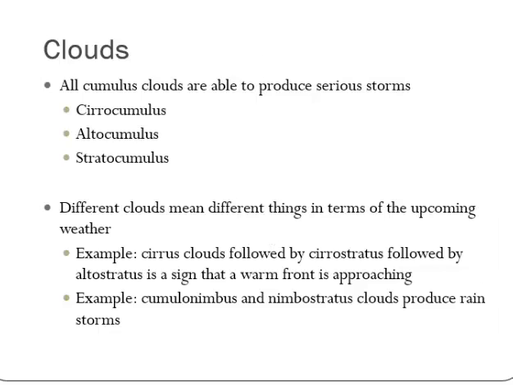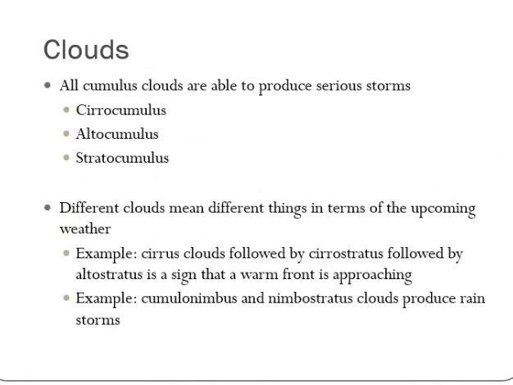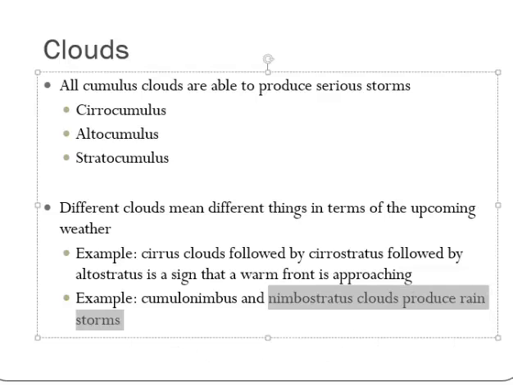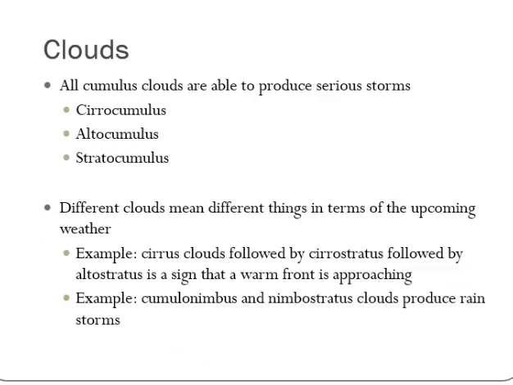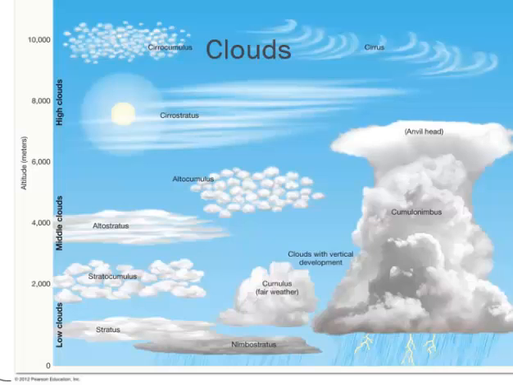And different level clouds mean different things in terms of upcoming weather. Cirrus clouds, followed by cirrostratus clouds, even though they're high clouds, tend to mean that a warm front is approaching. And the low-level clouds produce rainstorms. Cumulonimbus clouds, nimbostratus clouds, both of those, if you recall, are the lower level clouds. Those are things that tend to cause the rainstorms. If you want a little diagram, you can see the cirrus clouds are way up here.